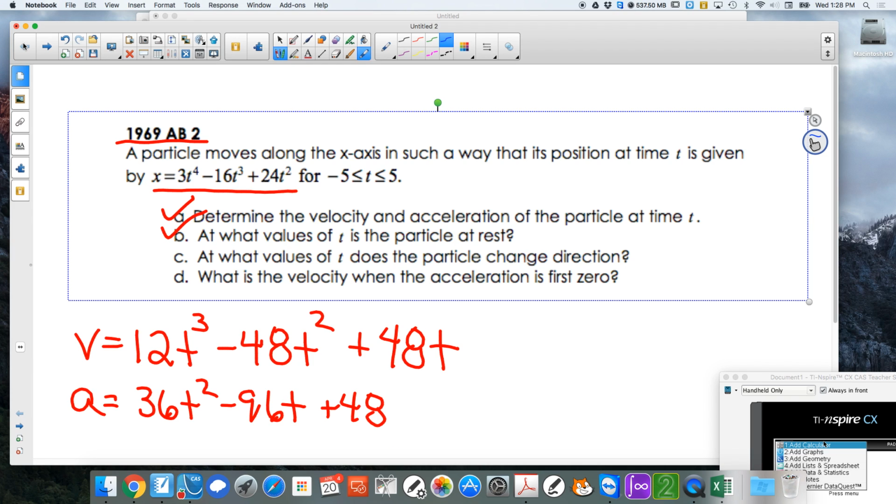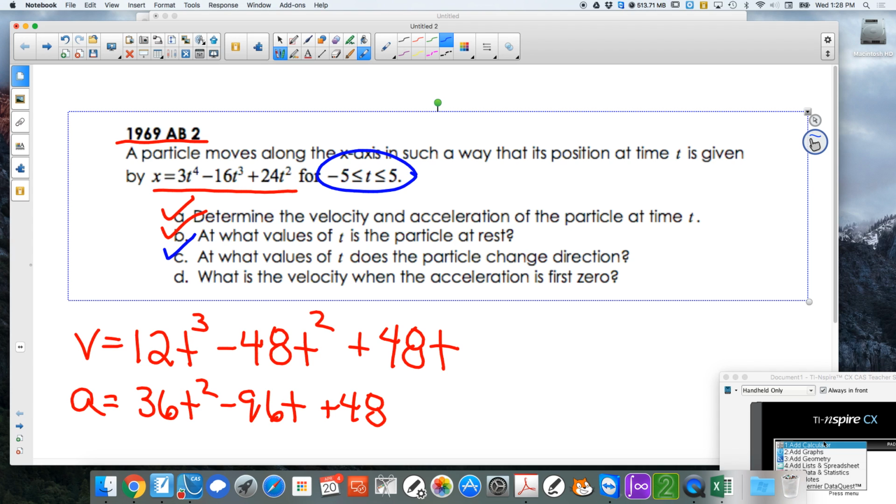Take a look. What is the velocity when the acceleration is first 0? That's what you mean. So we need to find when the acceleration is 0. Guess what we're going to do with that equation? Factor it. And it says first, so we're looking inside this interval. There may be more than one spot. We're just going to pull up a new page.